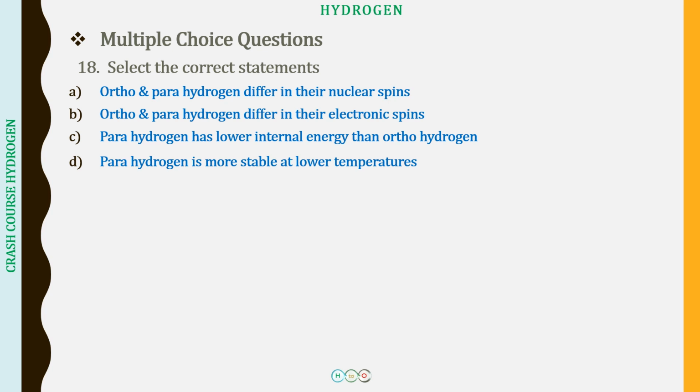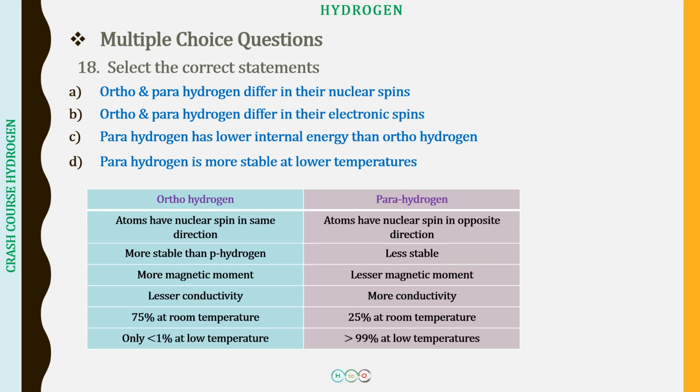Now to choose the correct answer over here, you have to understand what ortho and para hydrogen are. So here I have tabulated all the differences between ortho and para hydrogen. And if you have seen the lecture on different forms of hydrogen, it is going to be easy for you to understand, but I'll try my level best to give you a quick understanding of what we mean by ortho and para hydrogen.